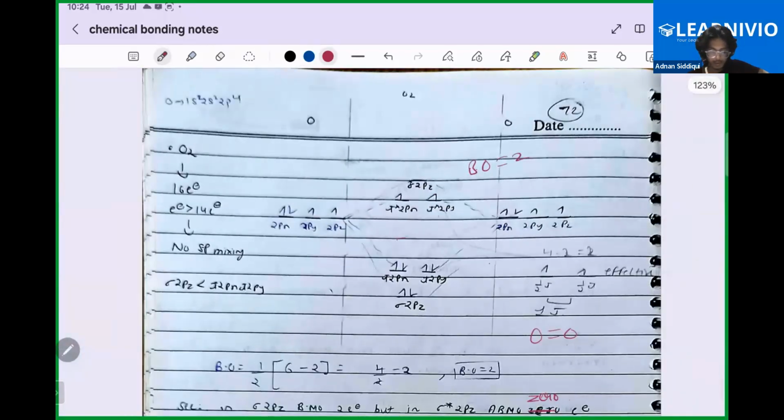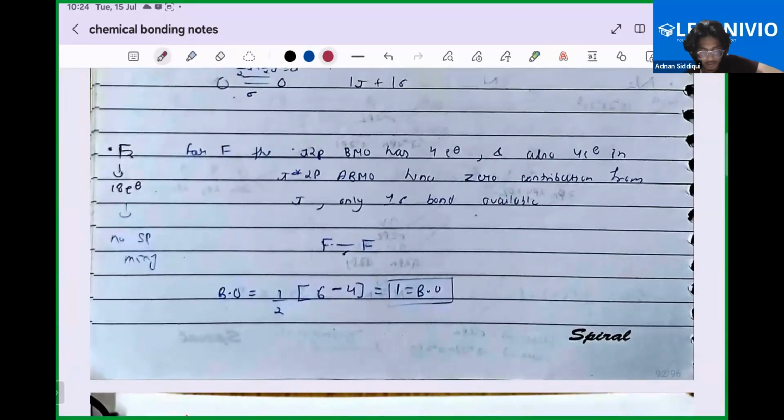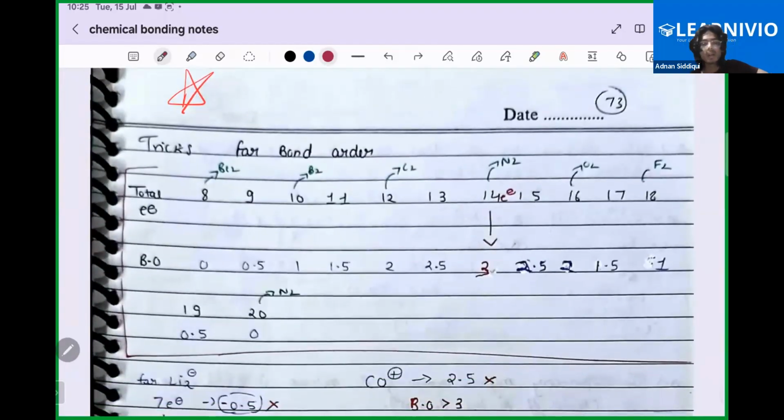Okay, so for F2, 2p, this and this also, no sp mixing. You can calculate the F2 one easily. Same thing, you will just have to increase one electron. Now let us do a trick as well, so you don't always have to draw these big molecular orbitals. You will write like this: 8, 9, 10, 11, 12, up to 18, in this order. Then 8 electrons means Be2, 10 electrons means B2, this is C2, this is N2, this is O2, and this is F2.